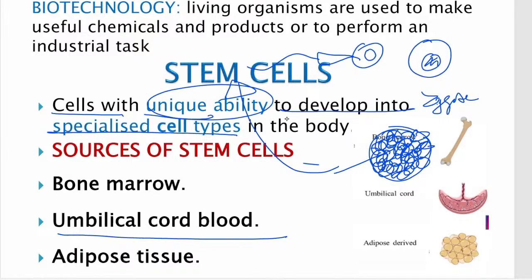The cell type of the eyes, the cell type of the ears, the cell type of the mouth, the cell type of the skin. You cannot change your skin into the ear. You cannot change your mouth into the eye. No, because those cells are specialized for that. So before they are specialized, they are stem cells.